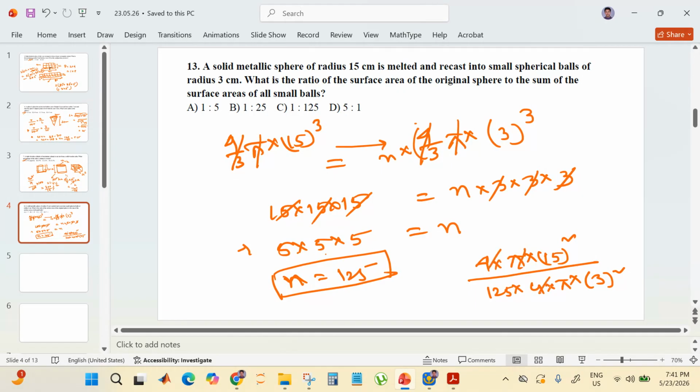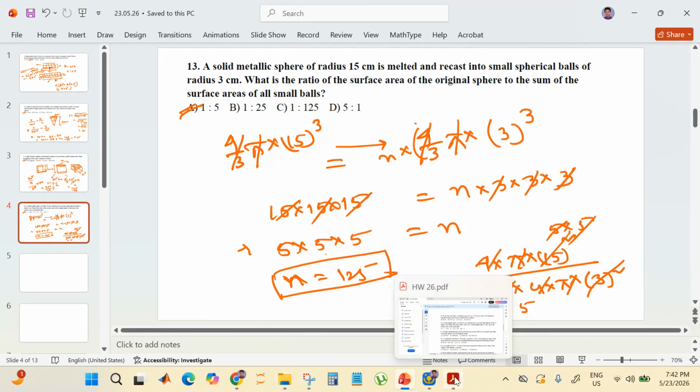So 4 pi will cancel again. 15 square and 3 square, that means 5 into 5 will remain. If we cancel 3 into 3, 15 into 15 by 3 into 3 remains 5 into 5, so 25 will be there. If I cancel again with 125, it will remain 5 in the denominator, because 125 and 25 cancel to give 5. So 1 is to 5 will be the answer.